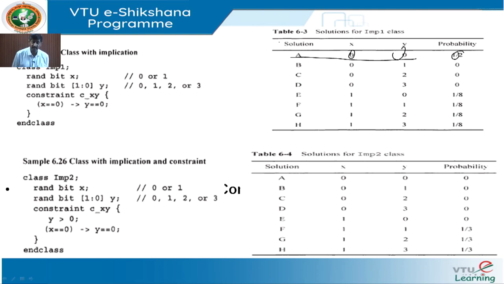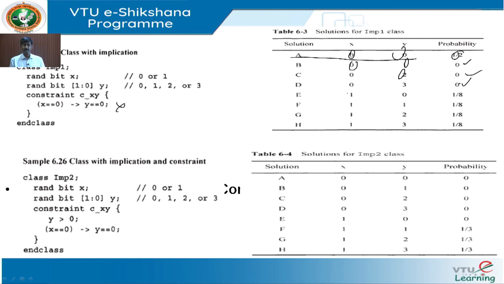In the second case, X is 0 but Y is 1. So what is the solution obtained? This is not passed, right? So it has 0 probability of appearance. Similarly 0, 2 also has zero probability, because it should have been implied with a 0. 0, 3 is also an unimplied solution.